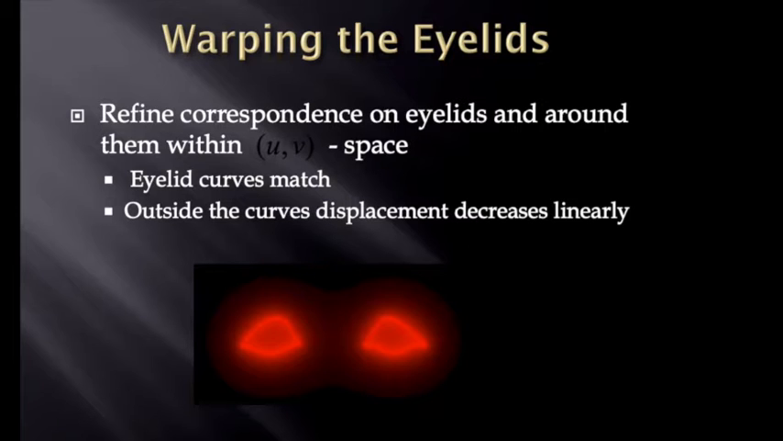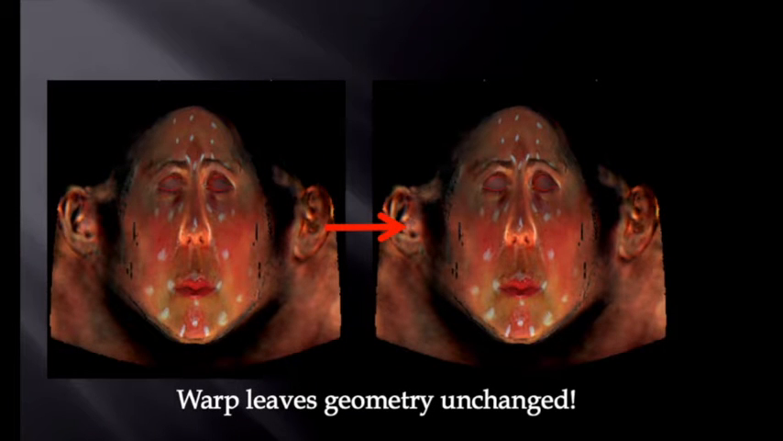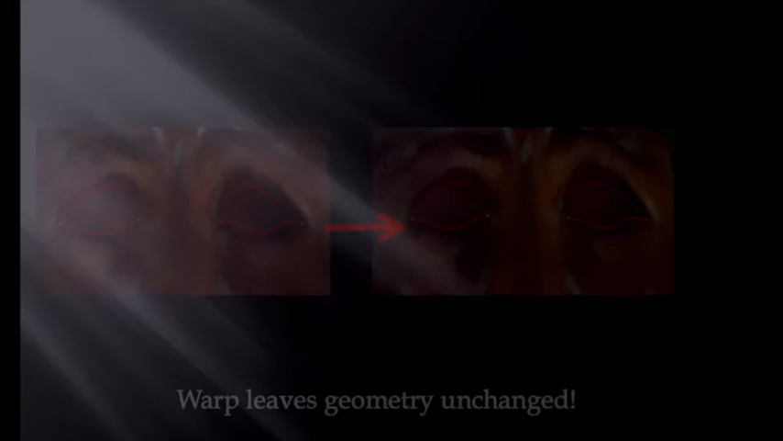The farther we move away from the eyelids, the less influence the movement of the eyes has on the surrounding mesh. So the interesting part with this warp is, given that it happens in this different space, it does leave the geometry unchanged. And as you can see on the right with these markings in this space, we actually mapped the eyelids in this texture space, leaving the warp geometry unchanged.